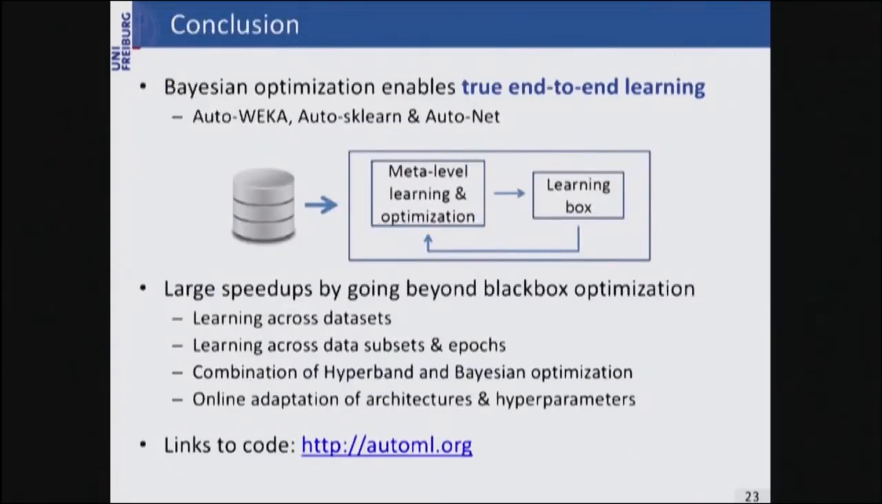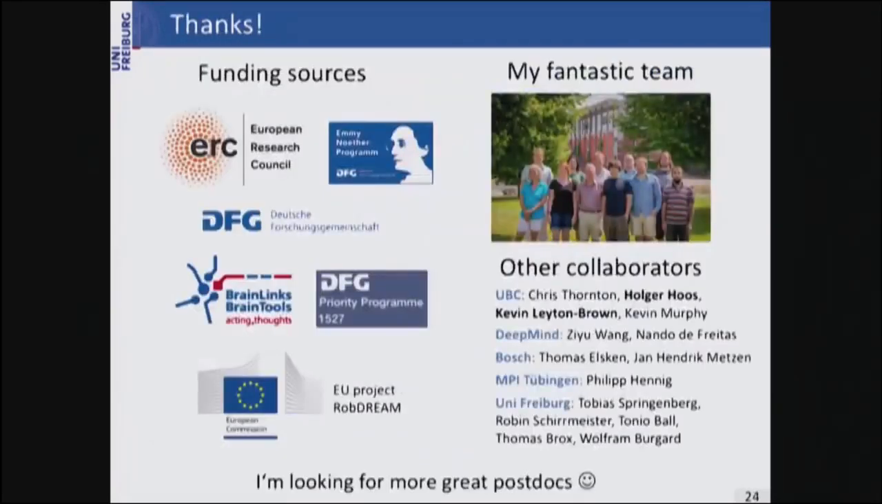Okay, with that, let me conclude. So Bayesian optimization enables some true end-to-end learning. I showed these 3 different AutoML systems. And we can get large speedups by going beyond just black box optimization. And Bayesian optimization is not limited to black box optimization. We have links to code online, and I'll thank you for your attention.